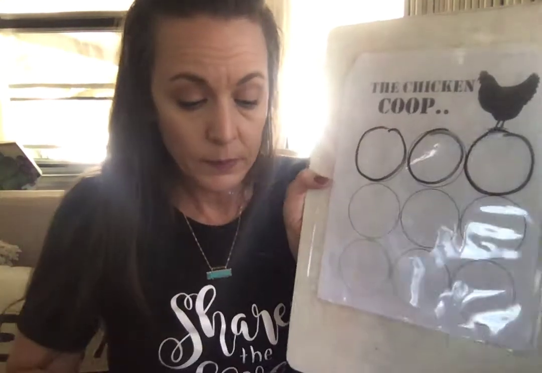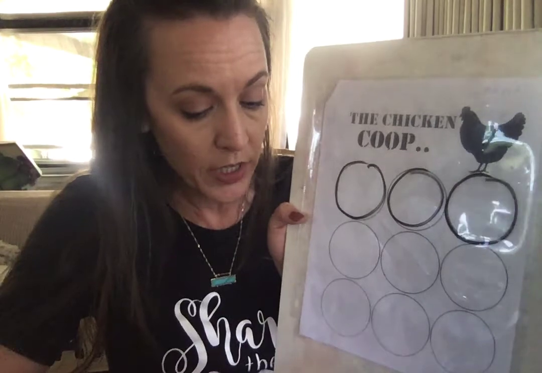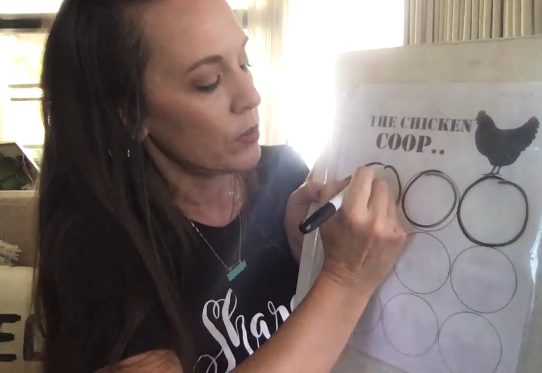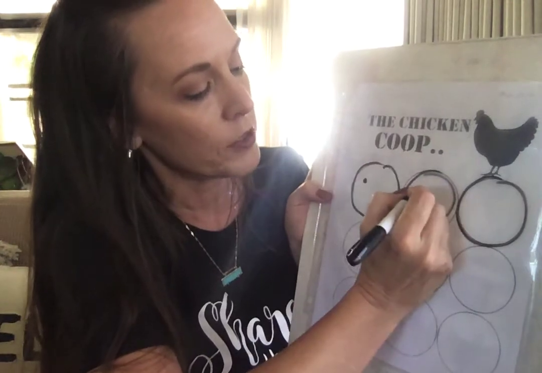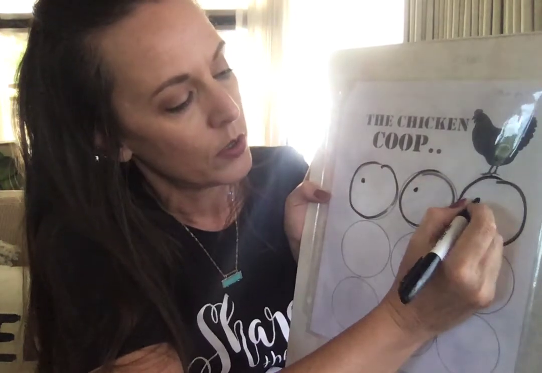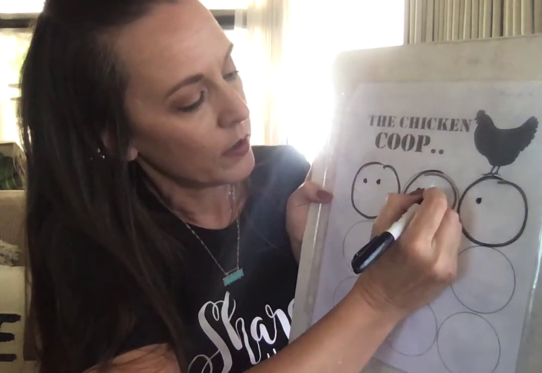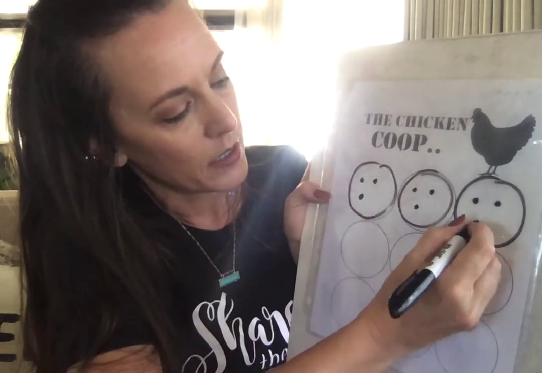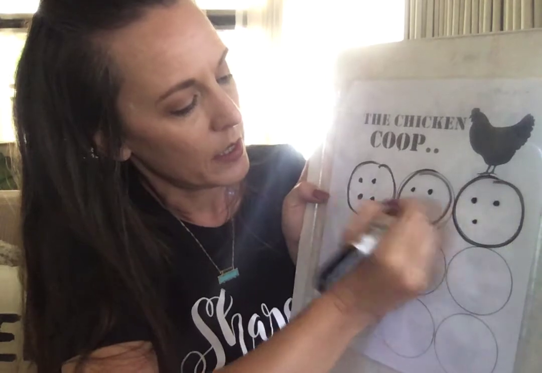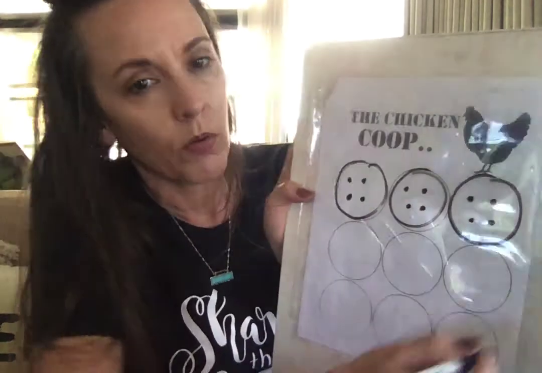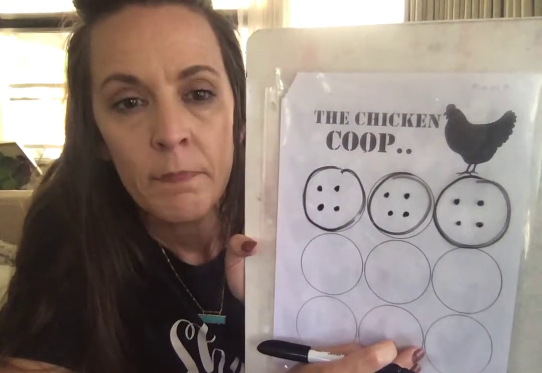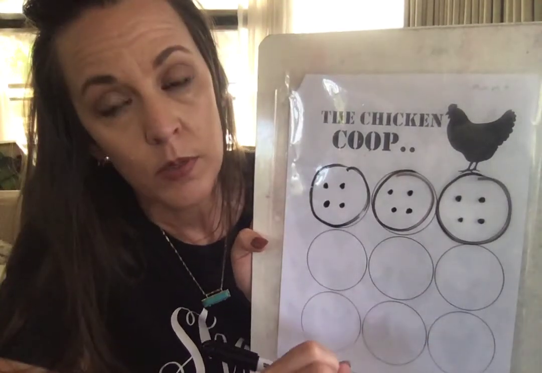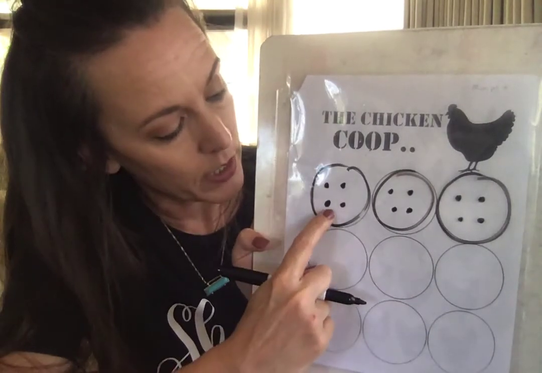Now that we're back together, I'm going to take 20 chickens, divide them into 3, I'm not, sorry, not 20, 12 chickens, divide them into 3 coops. So I'm going to count up to 12, fair sharing. 1, 2, 3, 4, 5, 6, 7, 8, 9, 10, 11, 12. I had 12 chickens and I divided them into 3 coops. So how many are in each coop?